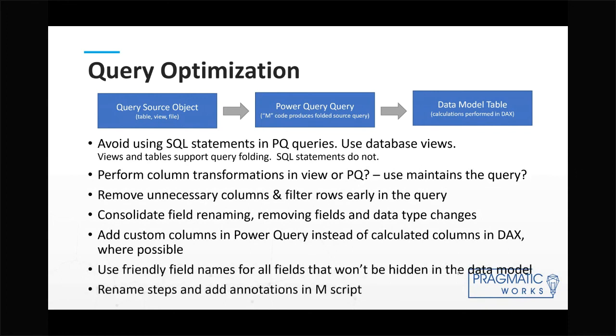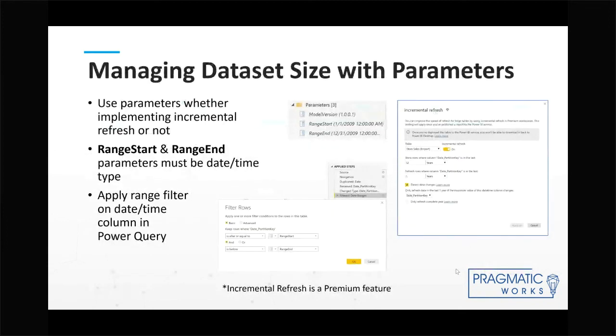All right, and then rename steps and add annotations in your M code. Make it readable so that when you transition to somebody else, they can look at that code and see what was going on. Managing dataset size with parameters. Now, if you are a premium capacity customer, then you can use incremental refresh, which is an awesome feature for large volume data. If you are not a premium capacity customer, do this anyway.